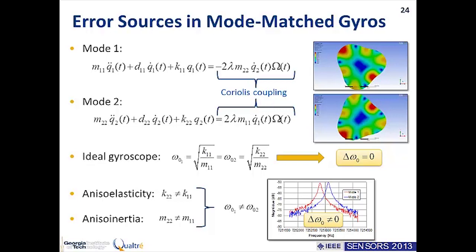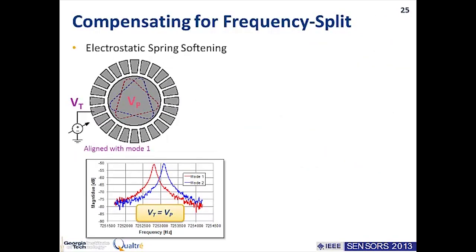As I was saying, any differences between the effective mass of your drive and the effective mass or stiffness of your sense are going to cause a frequency split. And obviously, in mode-matched gyroscopes, this is very detrimental for our performance. So there are ways in which we can compensate to some extent for this type of imperfections. So a typical way to do this is by the use of electrostatic spring softening, and I'll be discussing a little bit more about this in the accelerometer section.